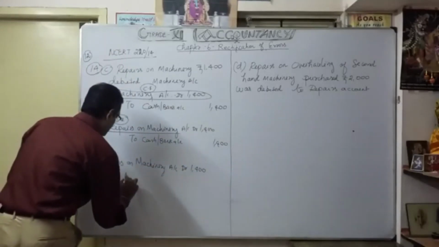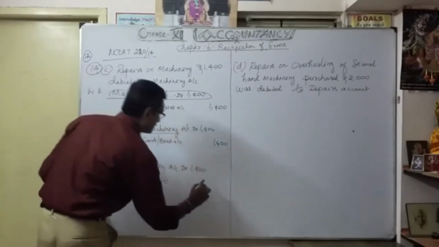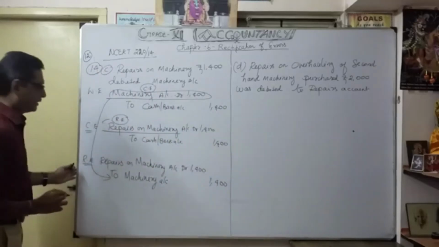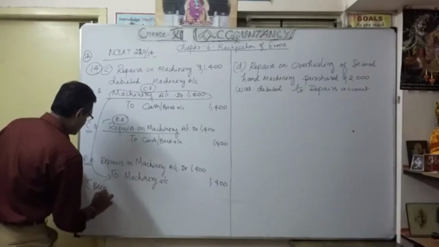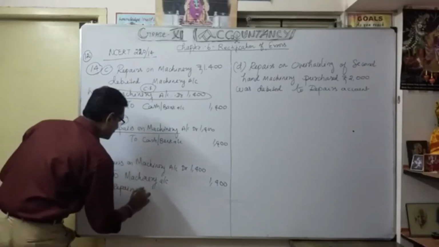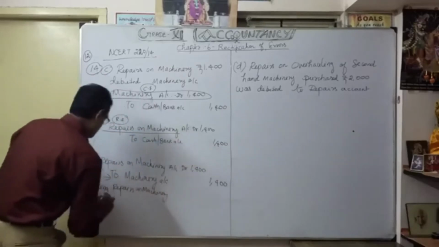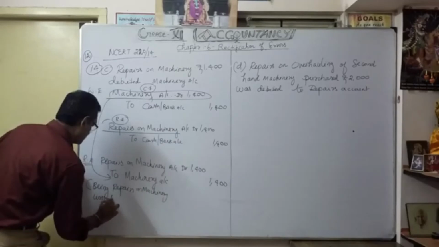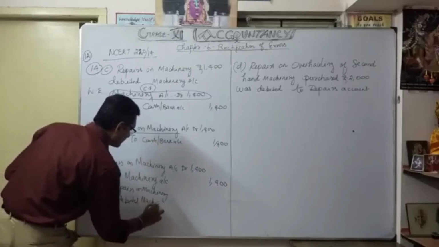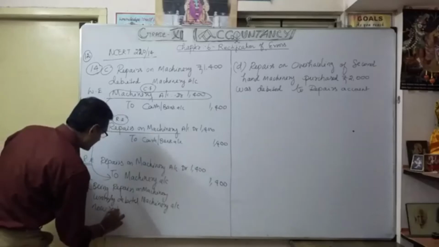So that is going to be credited now to machinery account. To machinery account, how much? 1,400. Narration in the same manner: repairs on machinery, wrongly debited to machinery account. Now rectified.